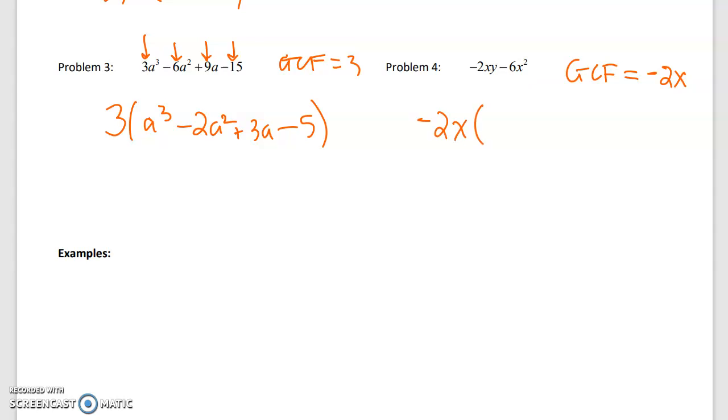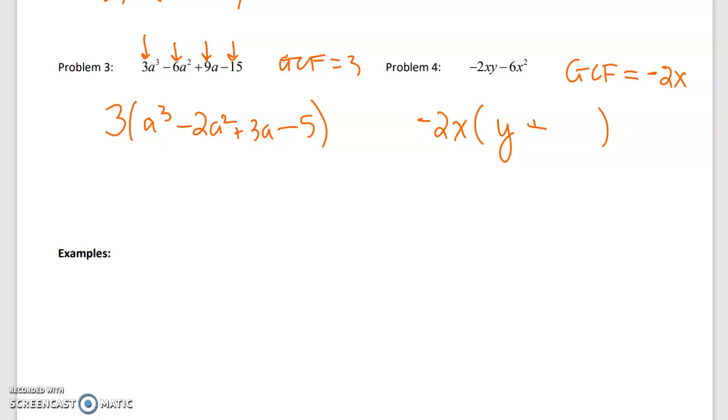Write that on the outside of the parentheses, set myself up. Negative 2 divided by negative 2 is 1. X divided by x is 1. And so when I divide my first term, negative 2xy divided by negative 2x, my result is just y.